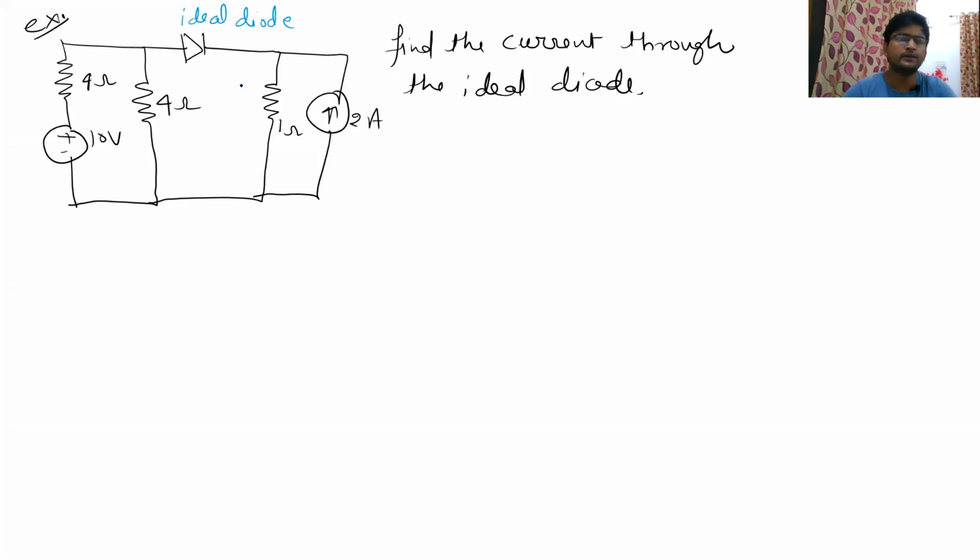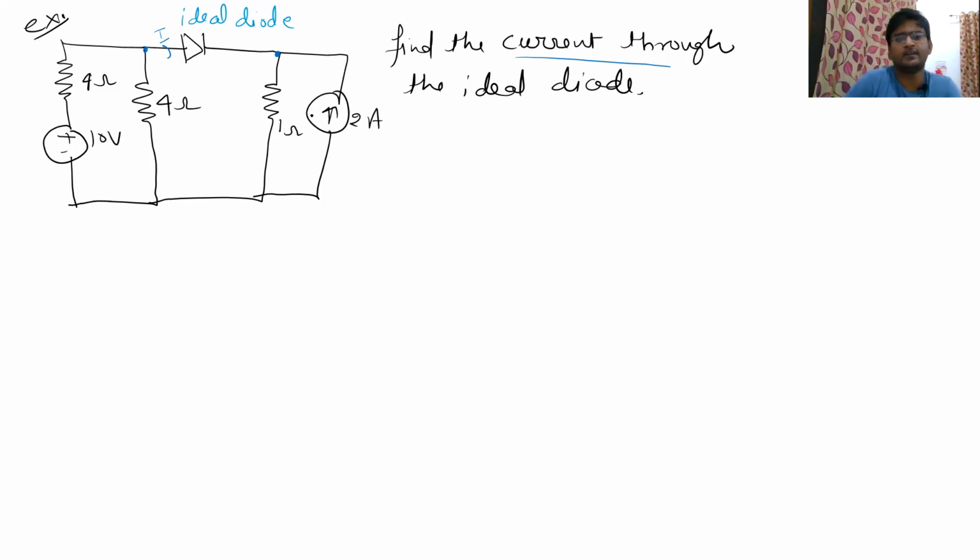In this circuit, we see that there is an ideal diode and we have to find the current through it. But before finding the value of the current through this diode, let's say it is I, we have to know whether this diode is in forward bias or reverse bias. This is the P side of the diode and this is the N side, and for current to flow through this diode, the P side should be more positive than the N side.